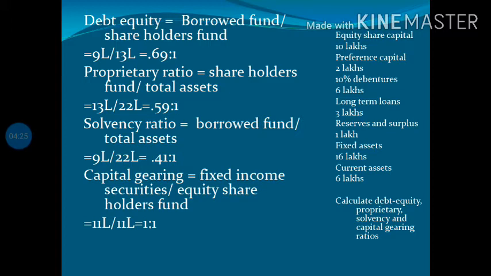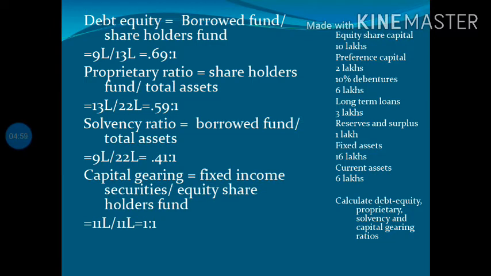Next is solvency ratio. Solvency ratio is equal to borrowed fund divided by total assets. Here borrowed fund we have already calculated as 9 lakhs. So 9 lakhs divided by 22 lakhs is equal to 0.41. 0.41 to 1 is the solvency ratio. When we add proprietary ratio and solvency ratio, we will get 1. That is 0.59 plus 0.41 is 1, that is 100%.